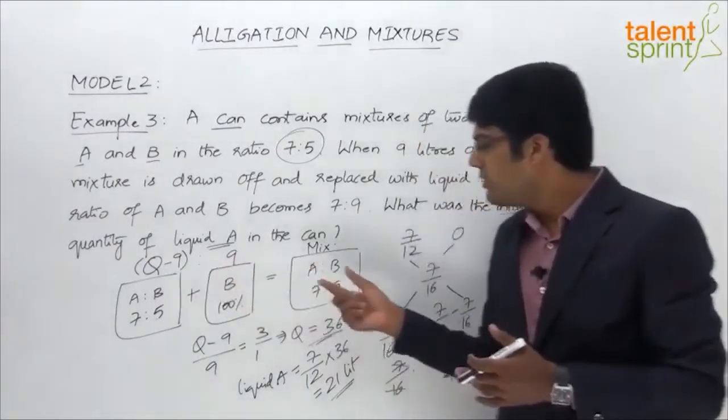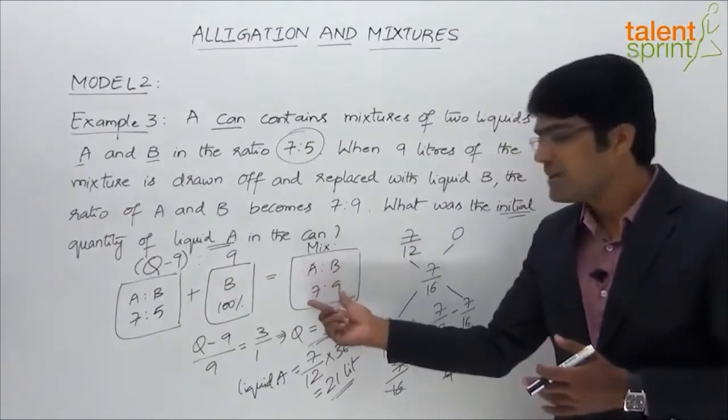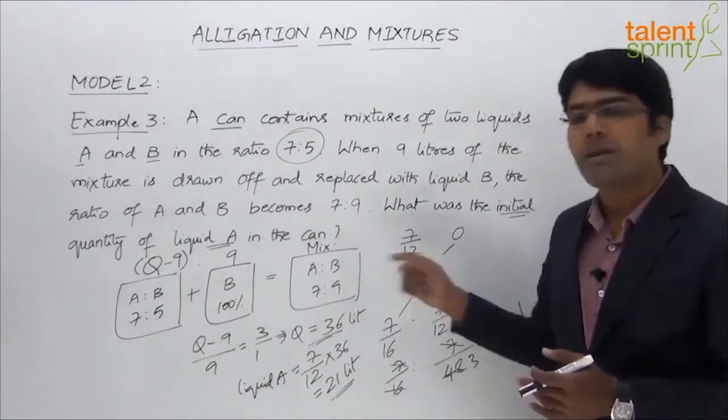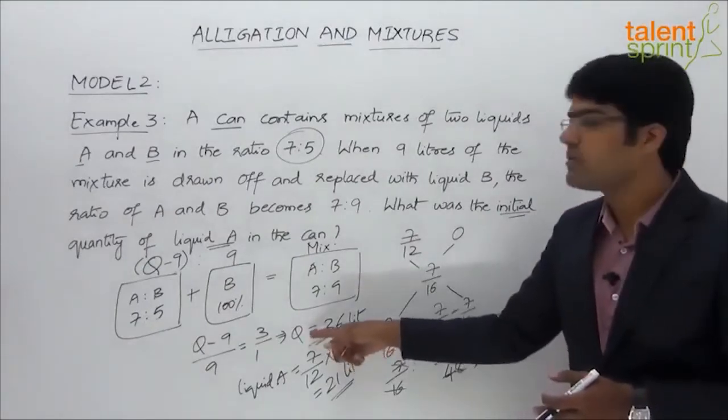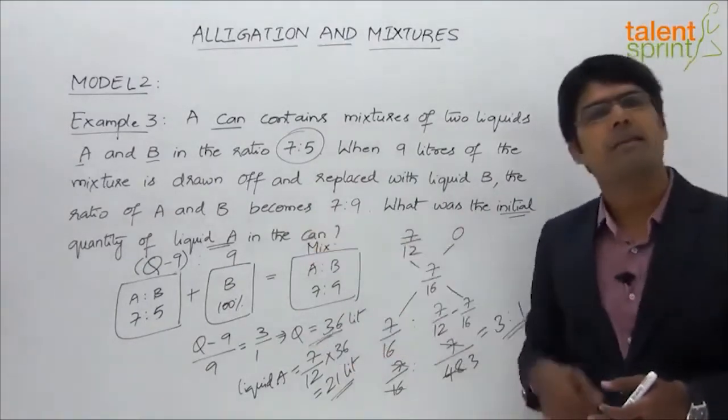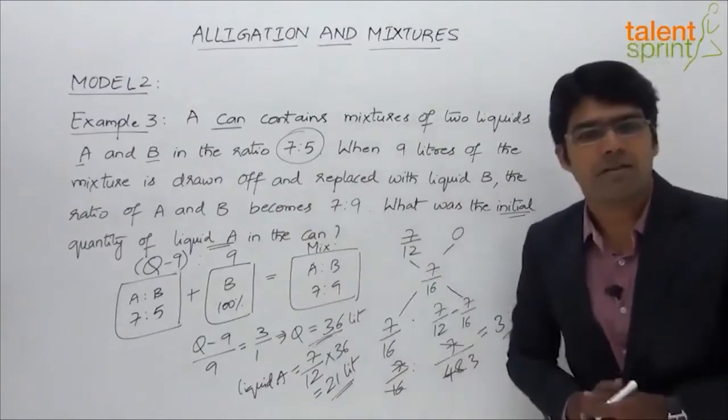By adding these two, we get a mixture where A is to B, the ratio is 7:9. So the alligation rule can be applied to these strengths, which will give us the quantity Q. Once we get the quantity Q, we can find out the initial quantity of liquid A or liquid B as per the requirement of the question.